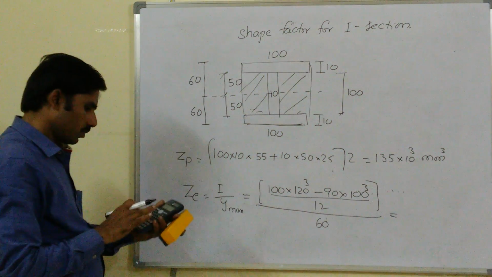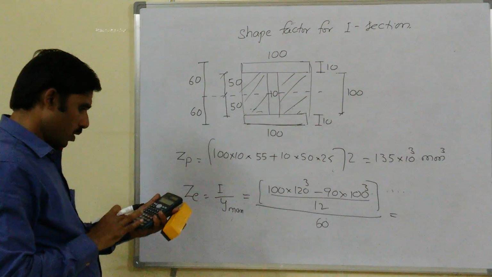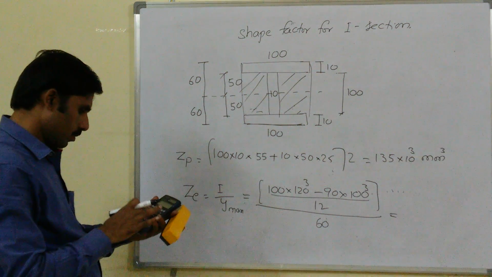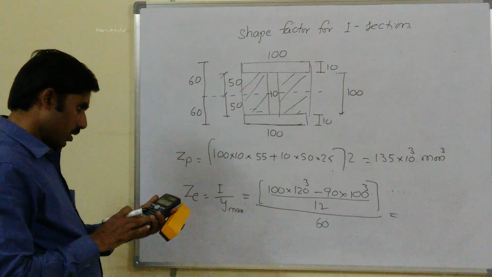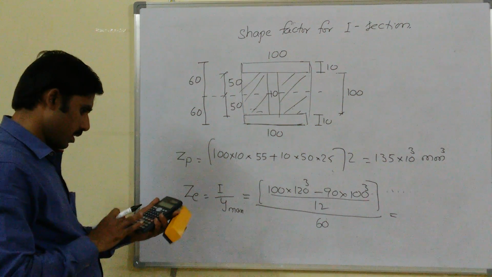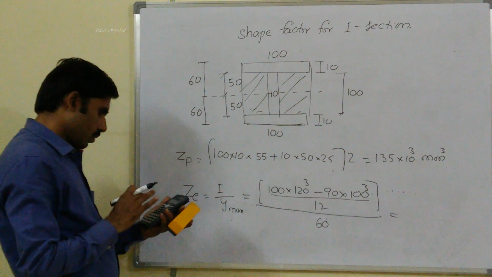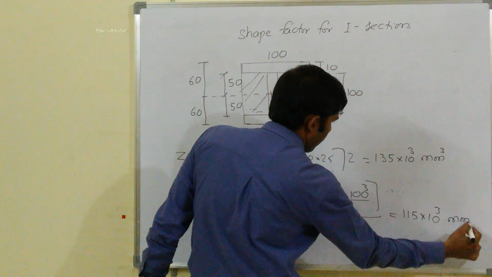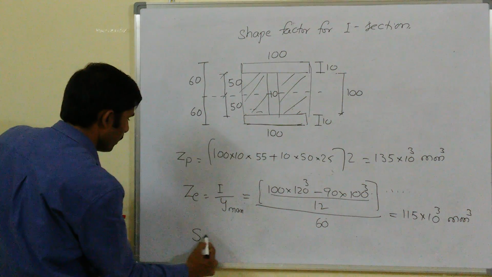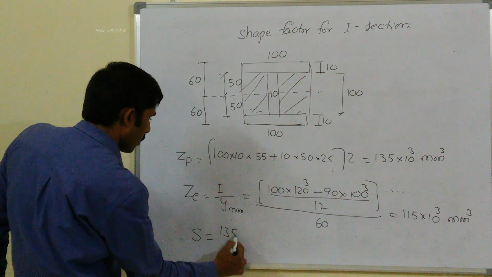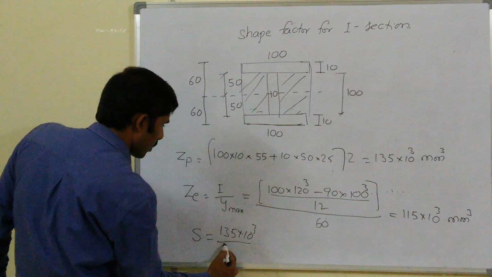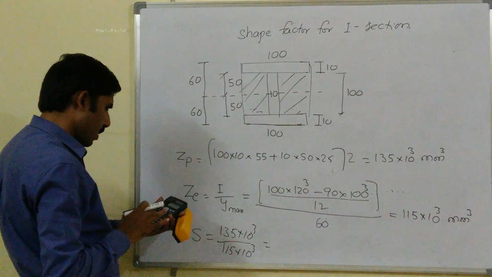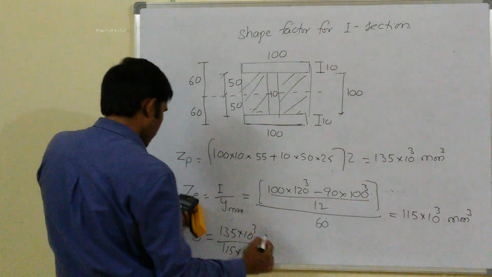That equals 100 into 120 cube minus 90 into 100 cube, divided by 12, divided by 60. That is 115 into 10 cube mm cube. So S equals 135 into 10 cube by 115 into 10 cube, that equals 135 by 115, which is 1.17.